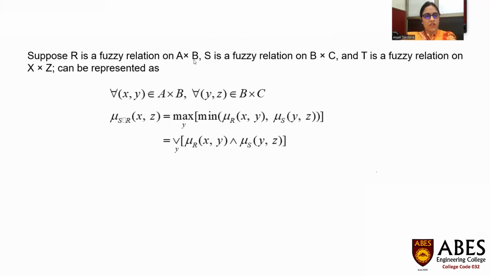Suppose R is a fuzzy relation on X cross Y, and S is the fuzzy relation on Y cross Z, and P would be the fuzzy relation on X cross Z. As I just told you, it basically tells the relationship between the different elements that are present in different relations. So this can be represented as this. If I take the values here, mu of R composition S can be represented as the maximum of the minimum of the elements that are present here. We'll be taking the XY elements and the YZ elements, and the relationship between X and Z will be computed, and the resultant will be provided.